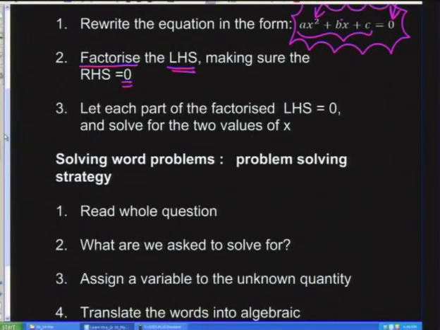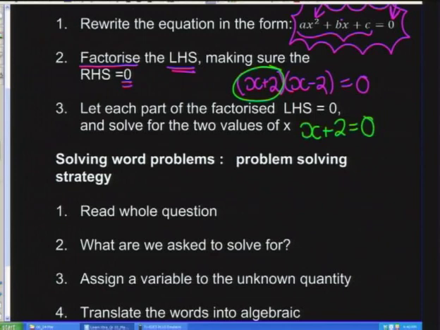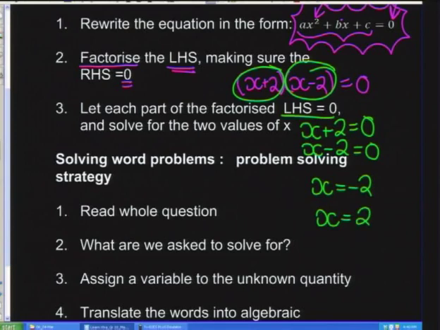Once we've done that, we take each part of the factorized left-hand side. I'm going to use an example over here. Let's say we've factorized it, and I've got an x plus 2 and an x minus 2. We take each part of that factorized answer. So I take the first bracket, which is x plus 2, and make it equal to 0, and I would solve. And I would take the other bracket, x minus 2, make it equal to 0, and solve. So in this example, I would get 2 answers for x. One would be negative 2, and one would be positive 2.